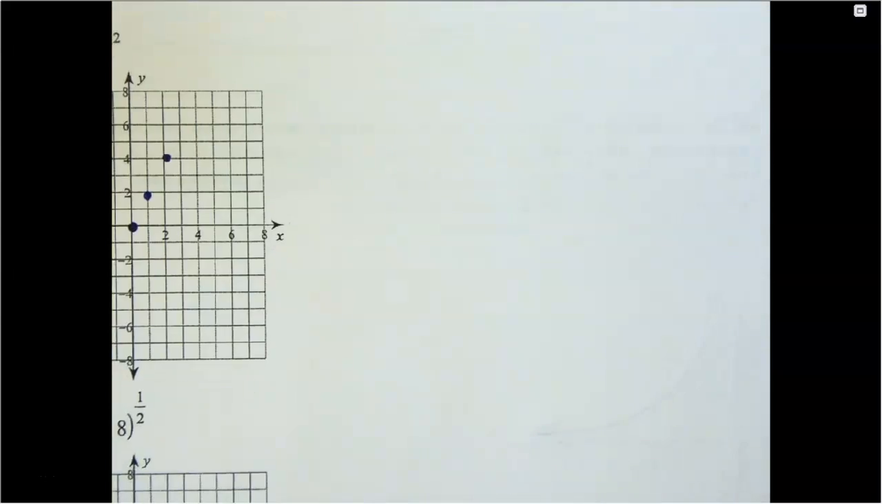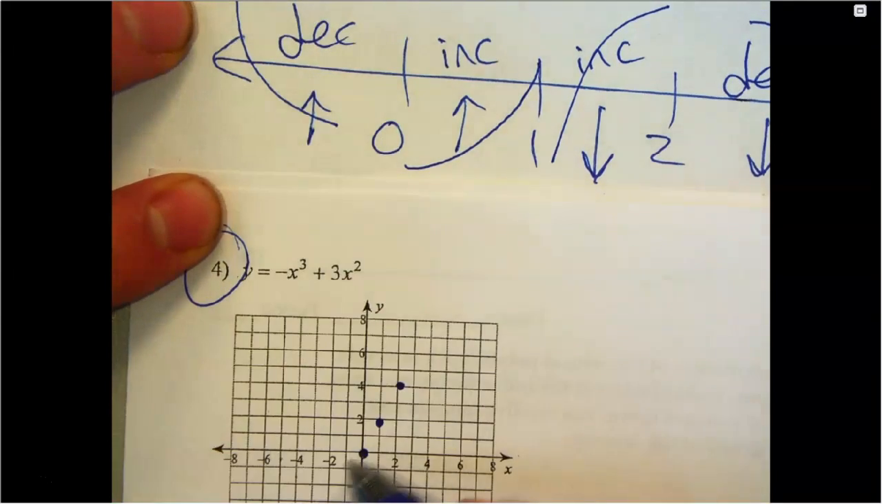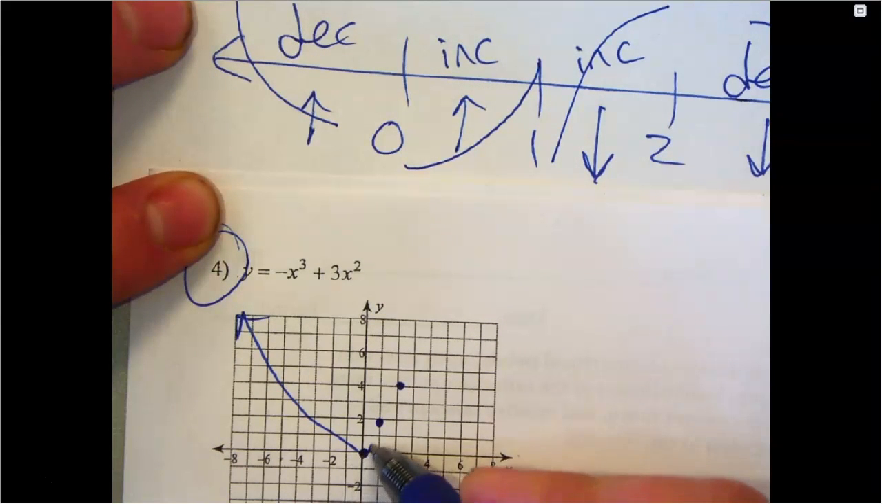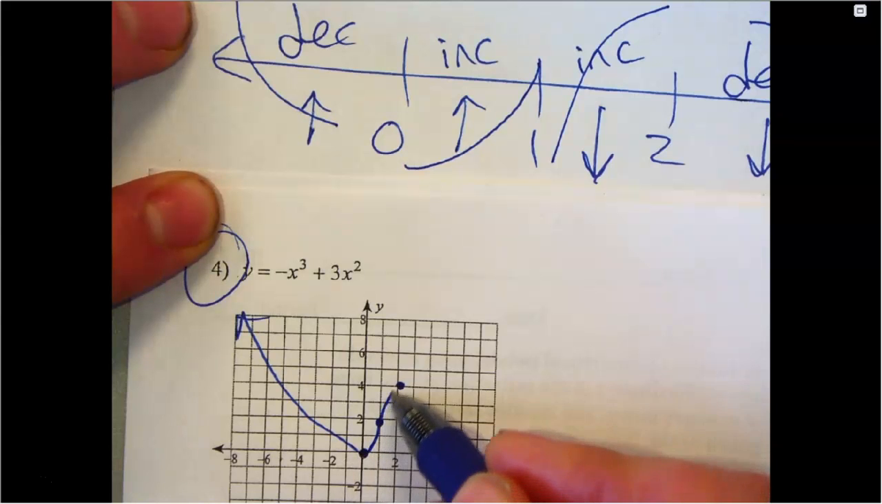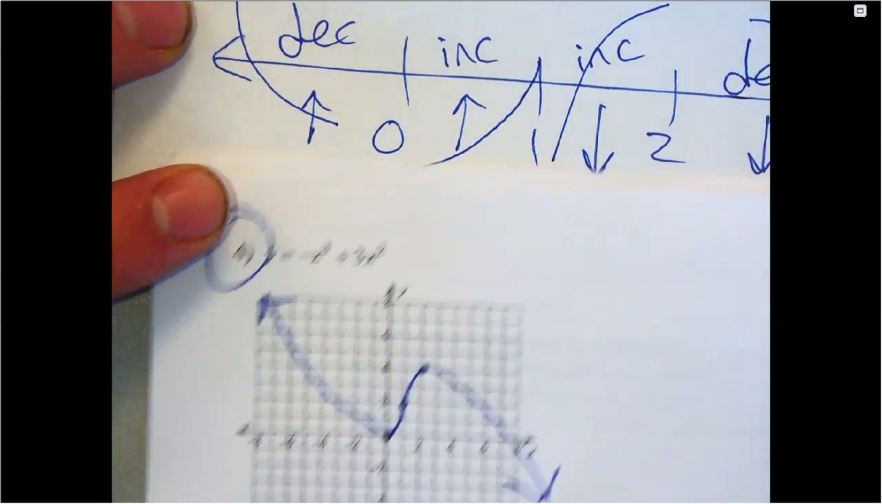And I can build my shapes around those 4 parts. So all the way up until 0, it looks like this. 0 to 1, it looks like this. 1 to 2, your concavity flips. 1 to 2 on, it looks like this.